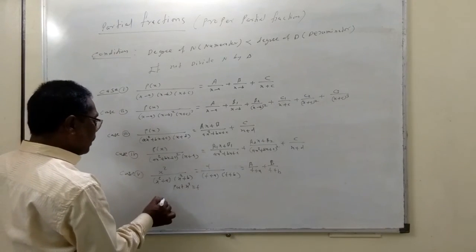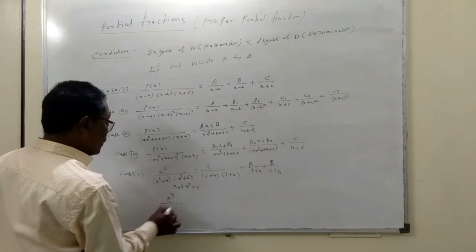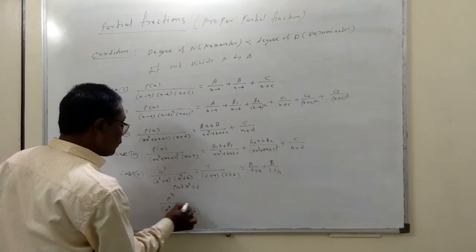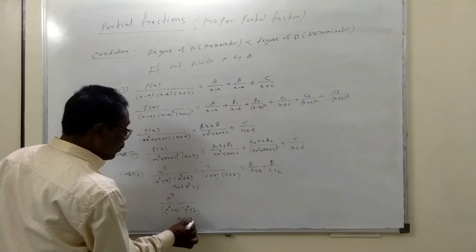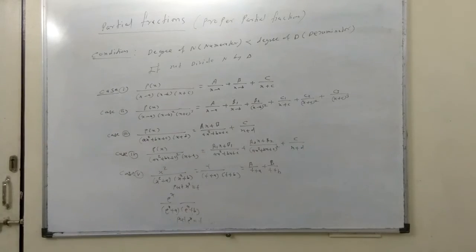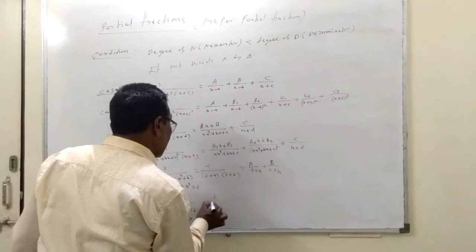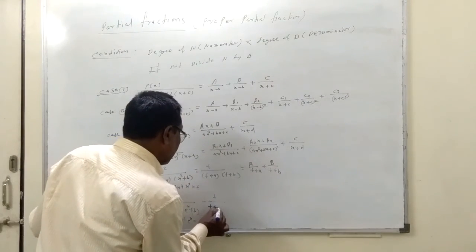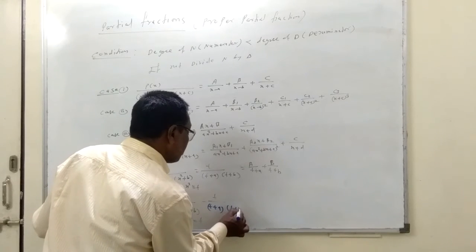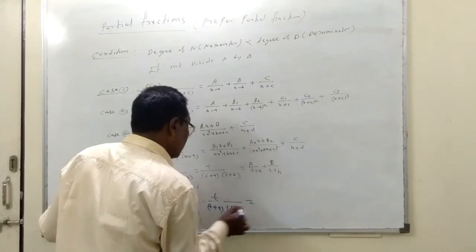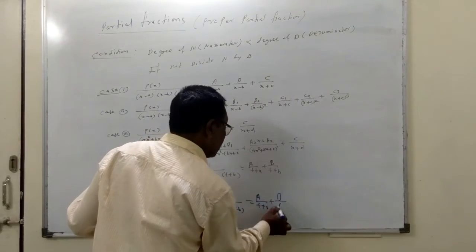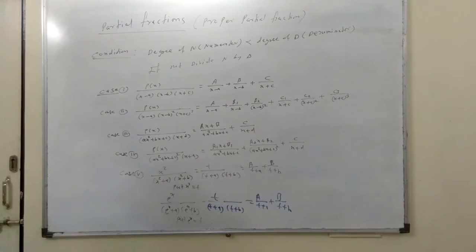Similarly, instead of x square, any type of function may be there, suppose e raised to x divided by (e raised to x plus a)(e raised to x plus b). Now we put e raised to x equal to t. So this example is t upon (t plus a)(t plus b), which equals, as in the first case, A upon t plus a plus B upon t plus b. So these are the different cases of how we take the arbitrary constants.